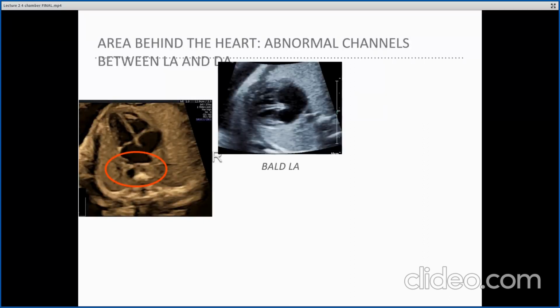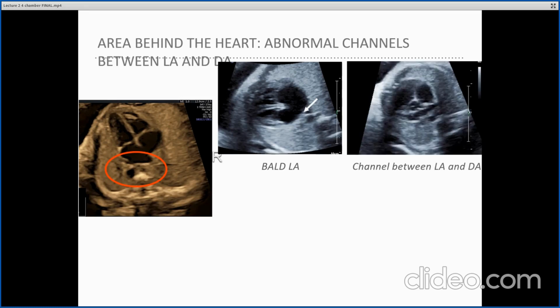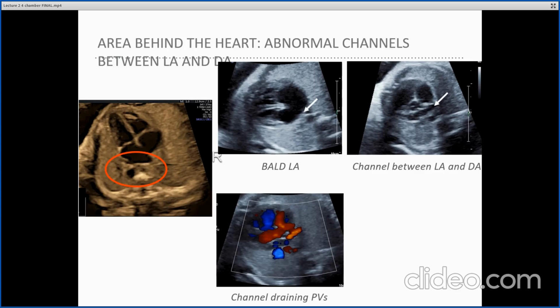In this picture, we can see that the left atrium appears abnormal. There is nothing that seems to be entering the left atrium. So the left atrium appears to be bald. On a closer look, we see that there is something like a channel between the left atrium and the descending aorta. On the color flow mapping, as we can see in this picture, we see that there is something draining into the channel, and these are the pulmonary veins.